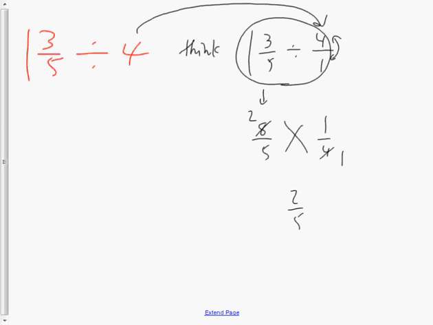If I didn't cross reduce, I would get 8 over 20, and then I would have to reduce this by 4 to get 2 over 5 still. Either way, I'm still going to get 2/5 as my answer.